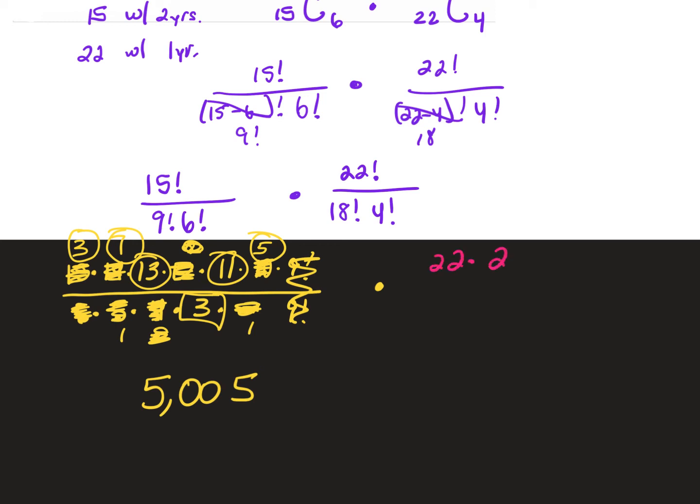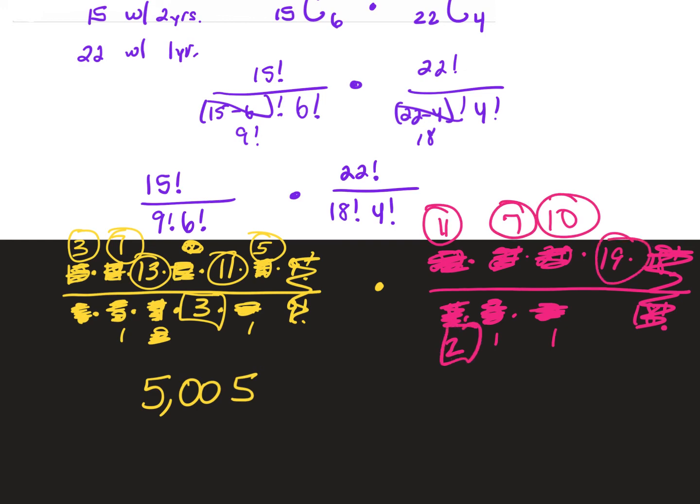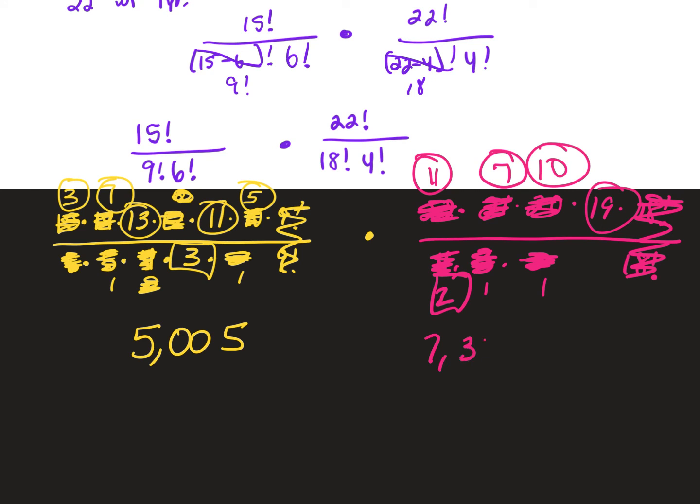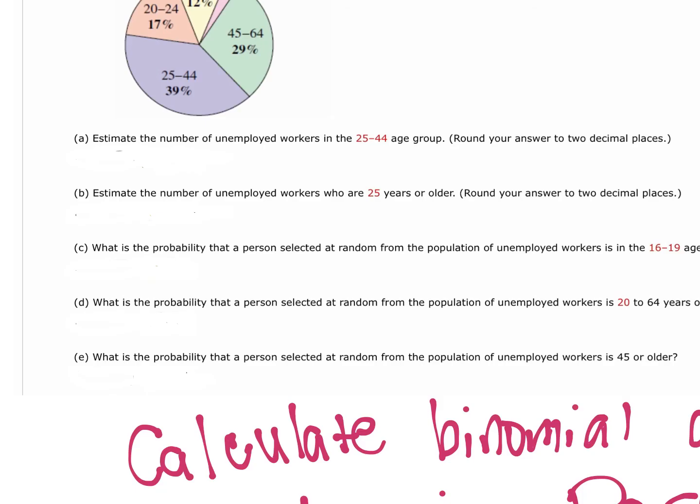So we have 22 times 21 times 20, 19. I'm going to stop at 18 factorial because I have one on the bottom. And then I have 4 times 3 times 2. So 18 factorials cancel out. 2 goes into 2 one time. 2 goes into 20 10 times. 3 goes into 3 one time, 3 goes into 21 seven times. 4 divided by 2 is 2, 22 divided by 2 is 11. So you have 11 times 7 times 10 times 19 divided by 2. And you get 7,315, and then we're going to multiply those two together, and you get 36,611,575.